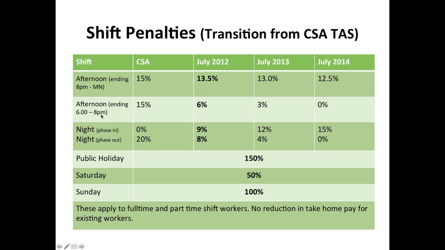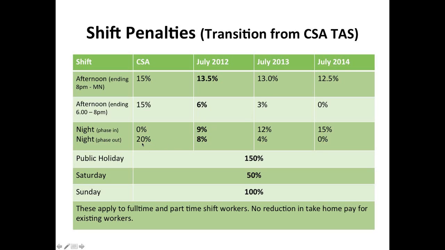Of course, you need to take note that the old afternoon shift did apply that loading between 6 p.m. and 8 p.m. However, the modern award only applies it from 8 p.m. to midnight. So there is a phasing out of that particular loading for those 2 hours. So you can see that's gone from 15% down to 6%. From July this year, that'll go down to a 3%, and then that 2-hour loading will cease to apply from July next year. The modern award afternoon shift from this year moves to 13%, and then thankfully come July next year we'll be sitting on the modern award 12.5%.